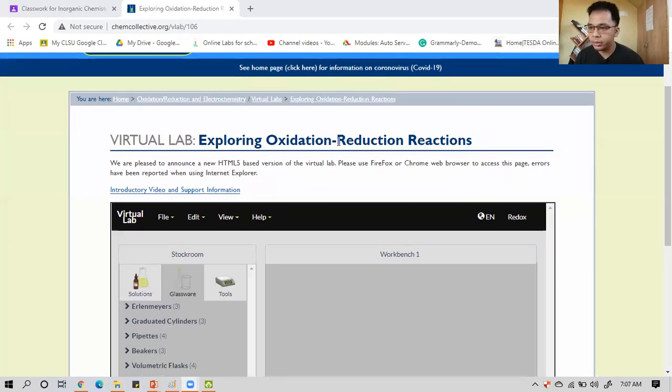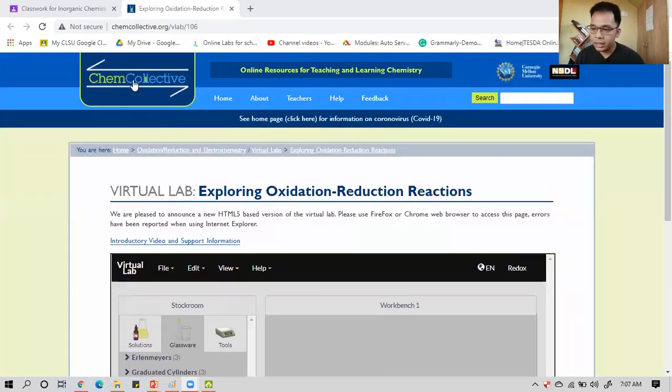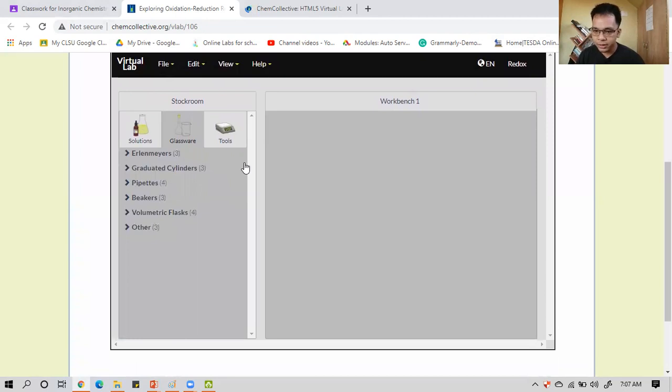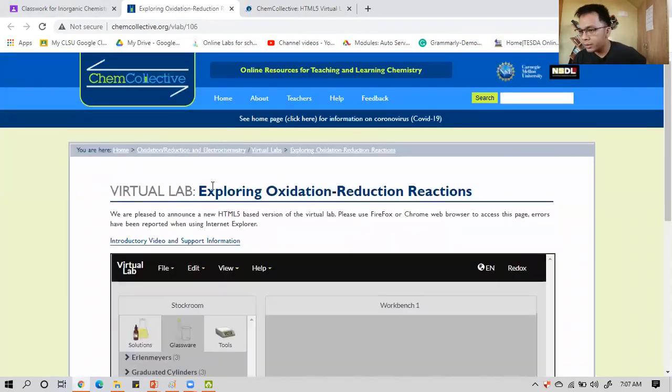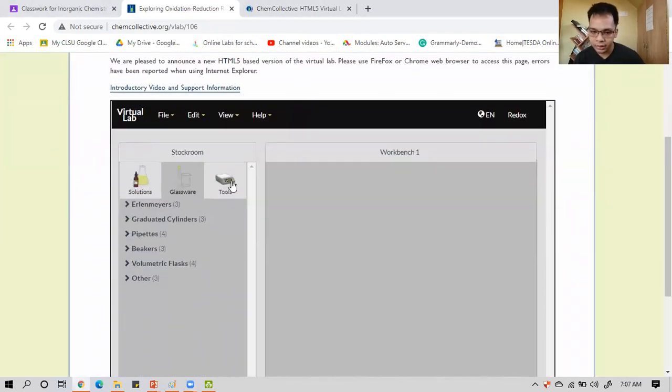And if you want to learn about the Chem Collective, there are many virtual lab experiments that they have, such as acids and bases. If you want to explore this further, I'll send you the introductory video together with the link of this virtual experiment, okay? But first, the scope of our discussion for today is just exploring the redox reaction in virtual laboratory, and this is it.